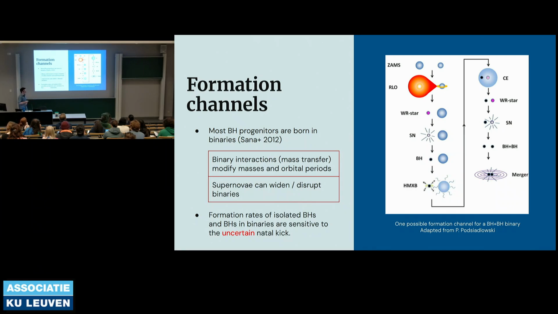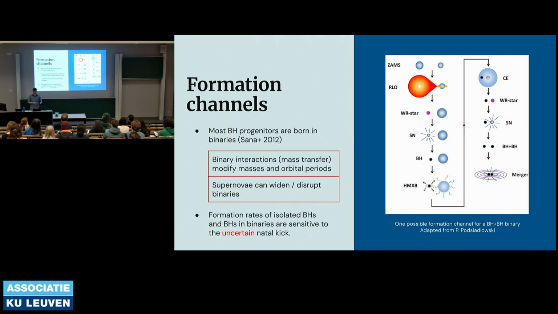It's just one way to look at the types of phases we might study to better constrain the formation rates of, for example, binary black holes. Or if you just want to look at high-mass X-ray binaries, you look at the precursor phases to that one. We know that black hole progenitors, the massive stars, are primarily formed in binaries. So that helps a lot. And we know that binary interactions, particularly mass transfer, can modify the masses and orbital periods.